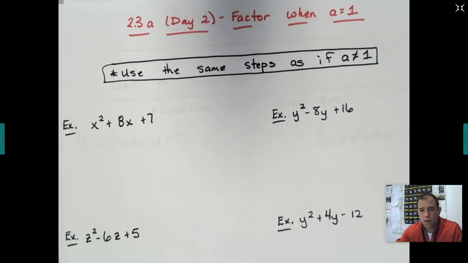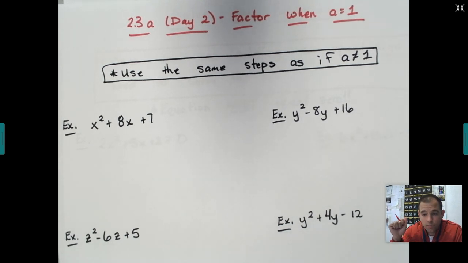Last class, we talked about when A was not 1. Today, we are going to talk about when A is 1. And I think you guys are going to find this easier. We are also going to talk about something called difference of squares, like a special case. And then we're going to talk about how to solve by factoring. Okay, so 3 different concepts for us to discuss.